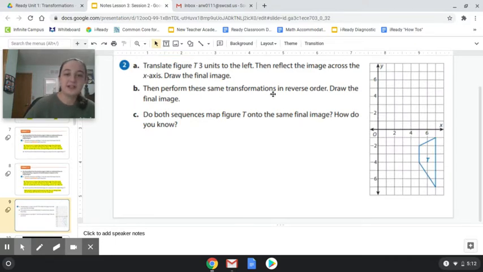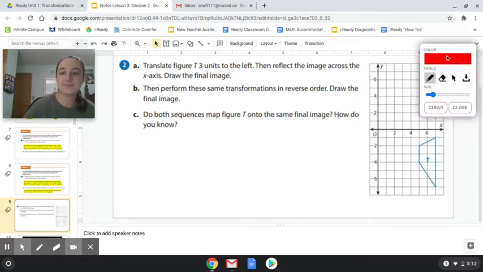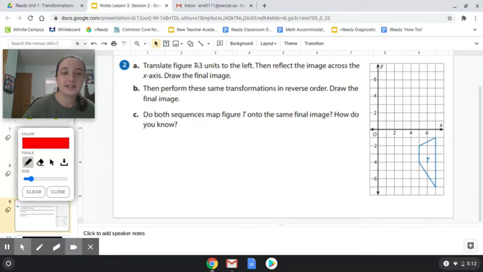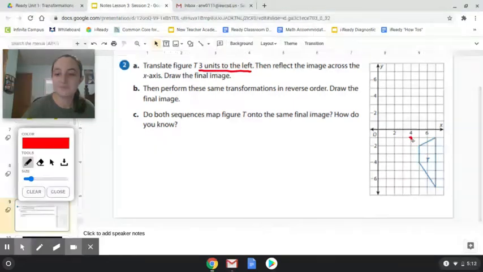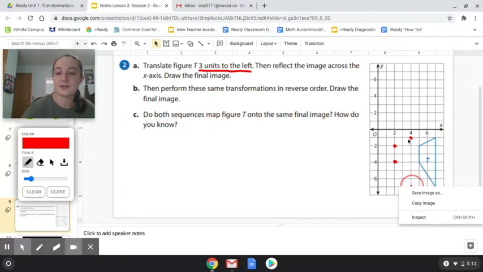Now we have number 2 here, where we have to translate this figure 3 units to the left, and then we reflect the image across the x-axis and draw the final image. So again, we're going to start by translating it 3 units to the left. So take each of these points and go 3 to the left. 1, 2, 3. 1, 2, 3. 1, 2, 3. And this one goes 1, 2, 3. And then from there we connect our dots. So this is our T prime.